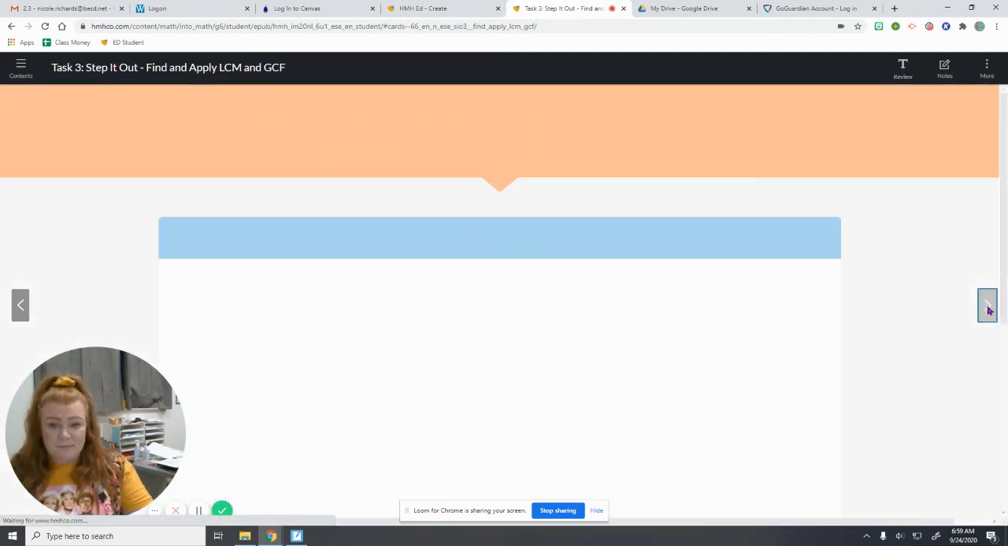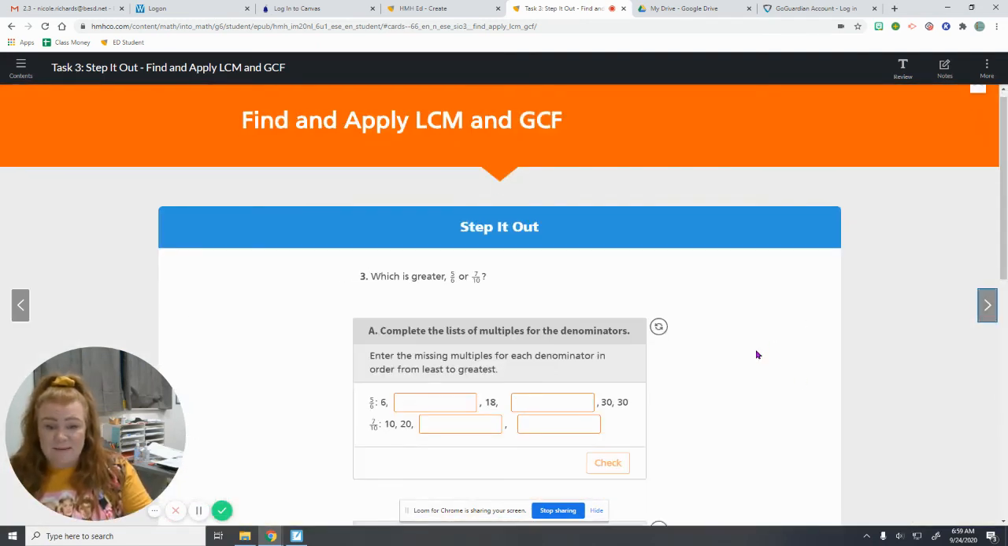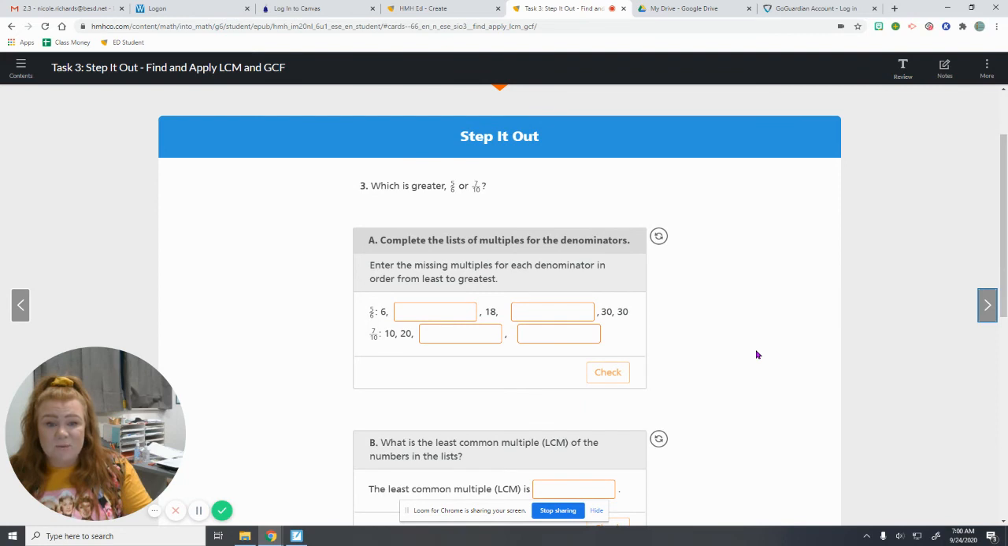Okay. All right, task 3 is going to ask us which is greater, 5/6 or 7/10. So we're going to enter the missing multiples for each denominator in order from least to greatest. So we're trying to make a common denominator here. So out of 6 and 10, you're going to list your 6's, and this one is a typo. This should be 36. So just ignore that one.